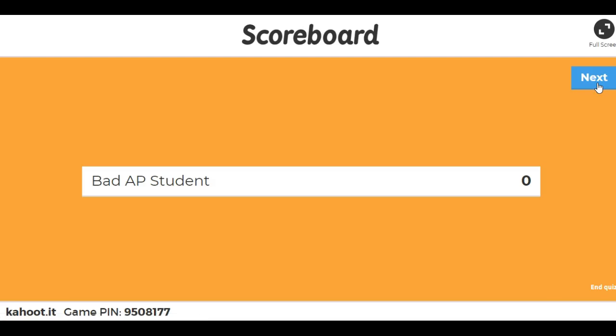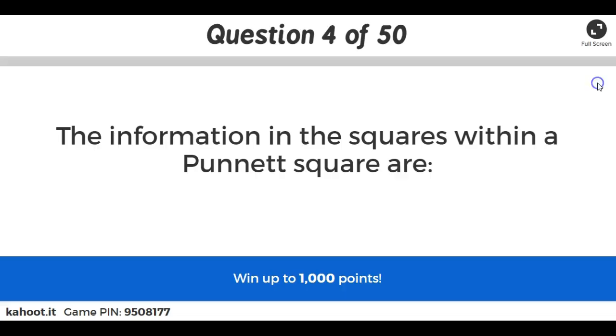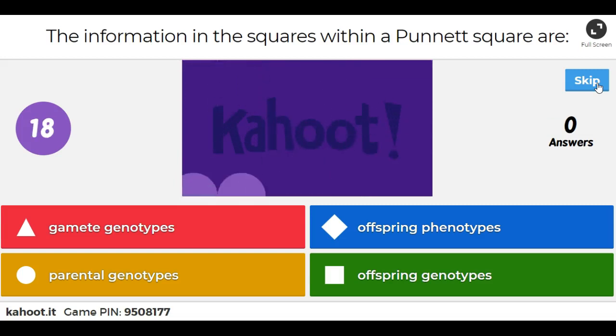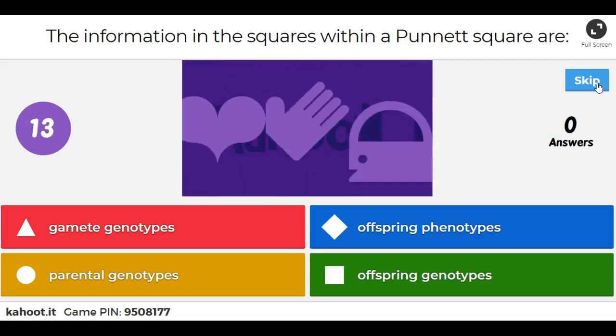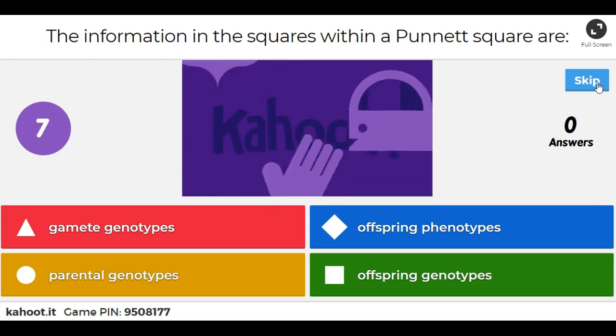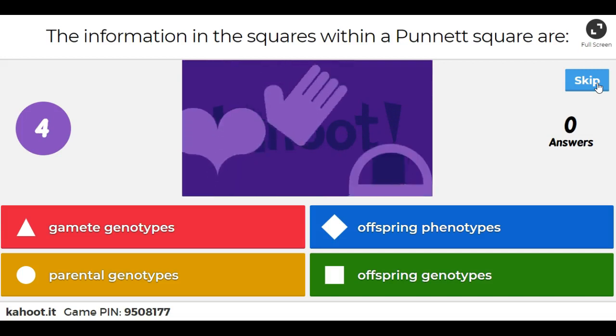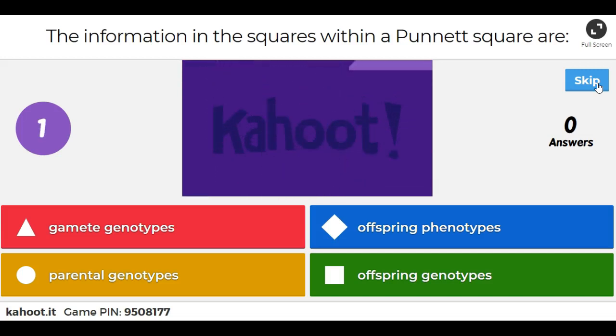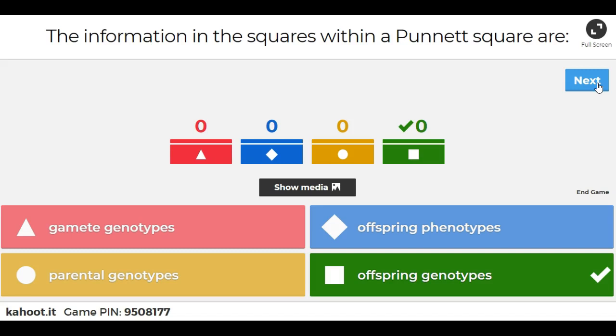For those of you that are still playing with me, you may want to get a piece of paper handy. Some of the questions will have longer time because they will be on probability and Punnett squares. Let's go to the next question. The information in the squares within a Punnett square are offspring genotypes. So although we may know the phenotypes based on the genotypes, it only tells us the offspring genotypes.